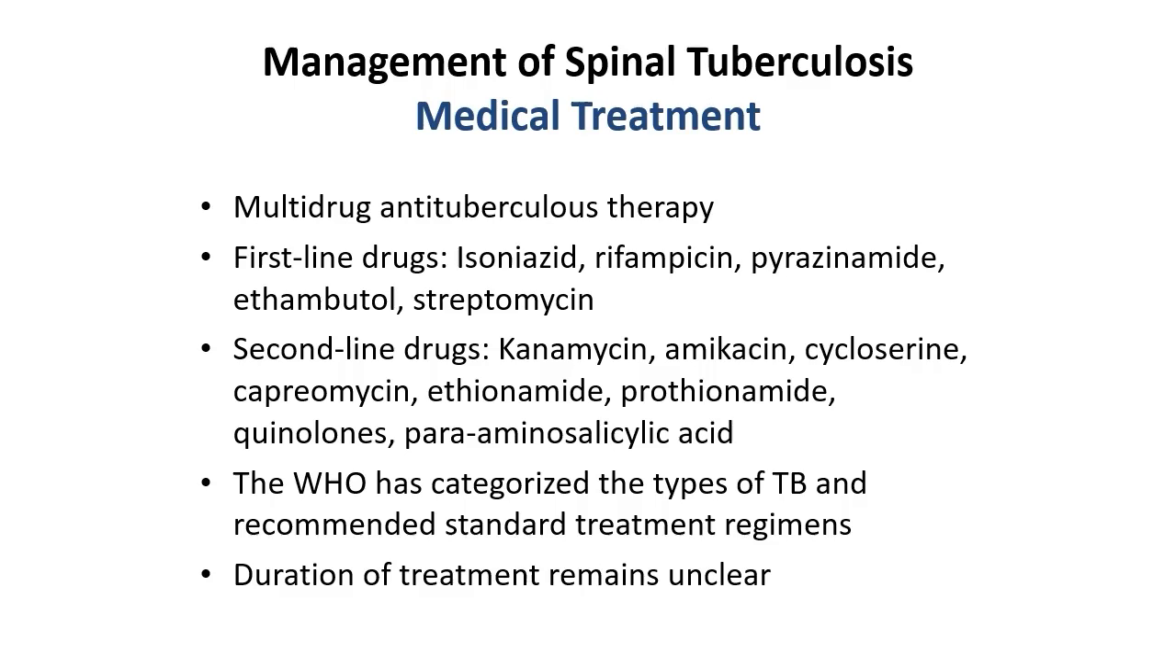The World Health Organization has categorized the types of TB and recommended standard treatment regimes based on the category. The WHO has classified spinal TB as a severe form of extrapulmonary tuberculosis, and it is included in Category 1. The standard treatment for Category 1 has an intensive phase of 2 months when 4 to 5 drugs are given to reduce the bacterial load rapidly, followed by a continuation phase comprising 2 drugs being administered for 4 months.